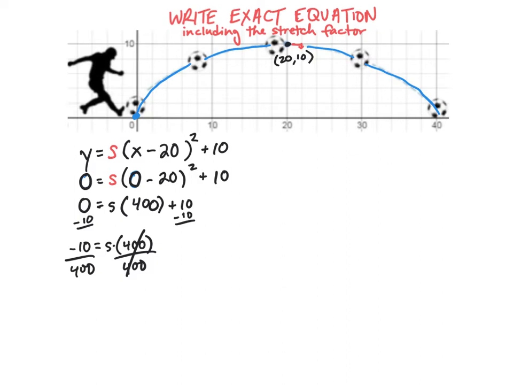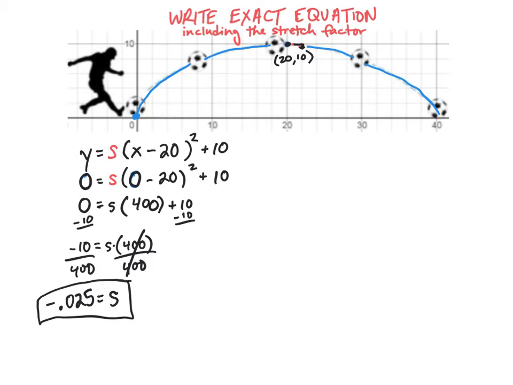You can leave it as a fraction. You can simplify the fraction if you want. I can divide negative 10 divided by 400. I'm grabbing my calculator. And I get a stretch factor of a negative 0.025. That makes sense. When I go over one spot on this graph, it was down a tiny amount, but now I'm doing some engineering work here. I have found the exact stretch factor.